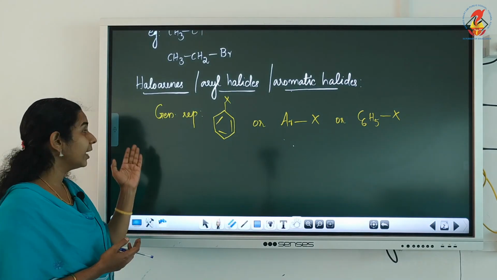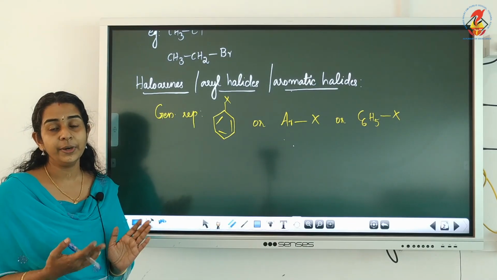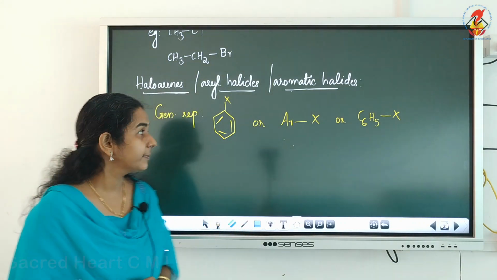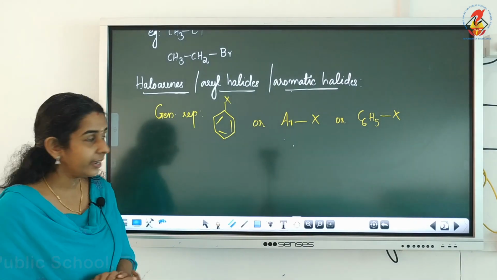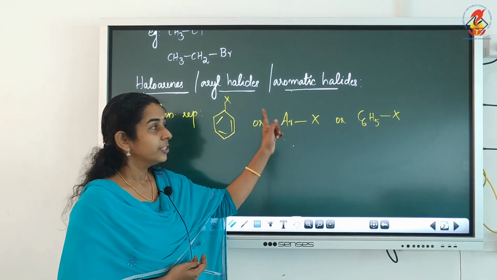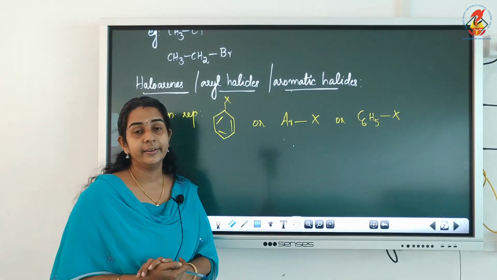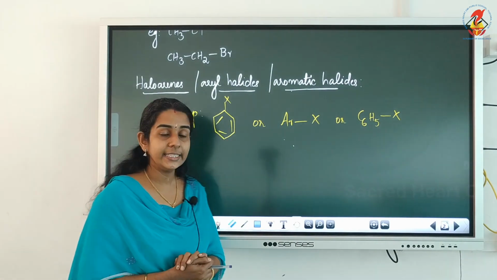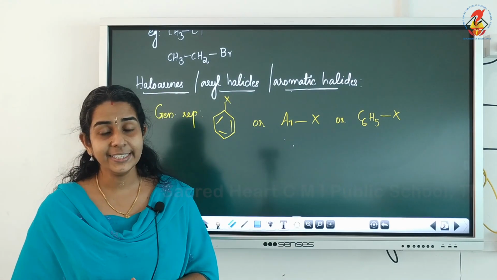Haloarene is actually the IUPAC name. They are also known as aryl halides, which is the common name, or simply aromatic halides. In aryl halides, X will be directly attached to a benzene ring, and this benzene or aryl ring can be generally represented as Ar. So aryl halides can also be represented as ArX, or if we write the molecular formula, as C6H5X. So this is about haloalkanes and haloarenes.